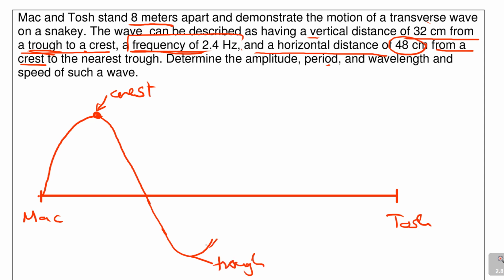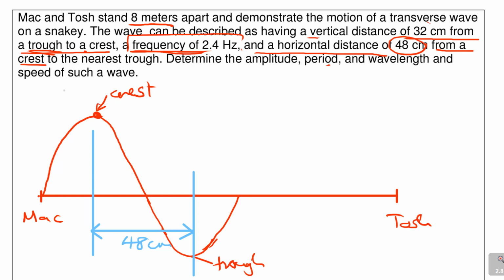So of course if I go back like that, now they are saying what is that distance. If I can mark that distance like this, from this to that, and then I mark that distance. They're saying what is that distance? It's 48 centimeters. Let me use centimeters for now, but you'll divide later into meters. So from a crest to the nearest trough.